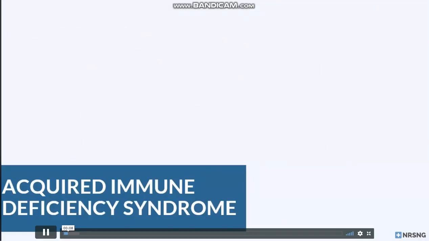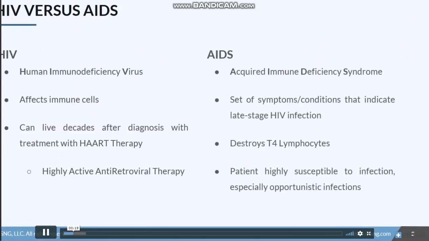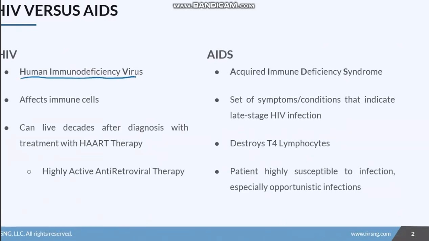All right. In this lesson, we're going to talk about acquired immune deficiency syndrome, or AIDS. First, I want to clarify the difference between HIV and AIDS. HIV is human immunodeficiency virus. It is a retrovirus. It affects the immune cells in the body, specifically the CD4 cells and those types of lymphocytes.